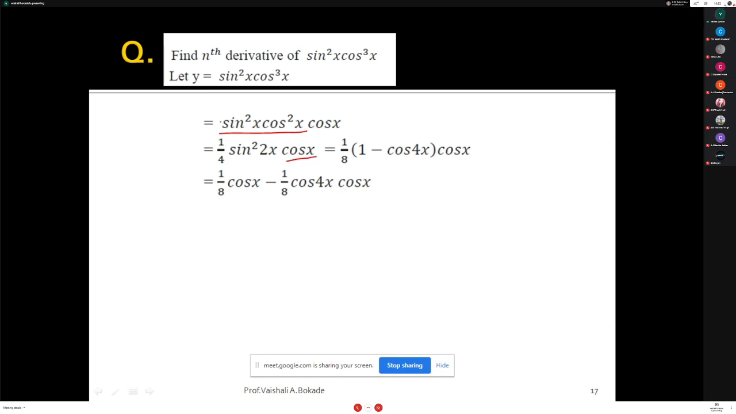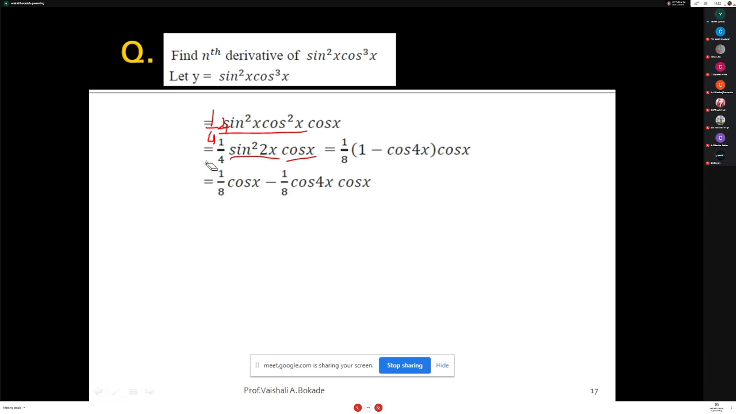In the next step, I am multiplying and dividing it by 4. So 4 sine square x into cos square x, I am writing this as 2 sine x into cos x, bracket square. And we know that 2 sine x into cos x is sine 2x, and the whole bracket square. So 1 by 4, I will keep that as it is.